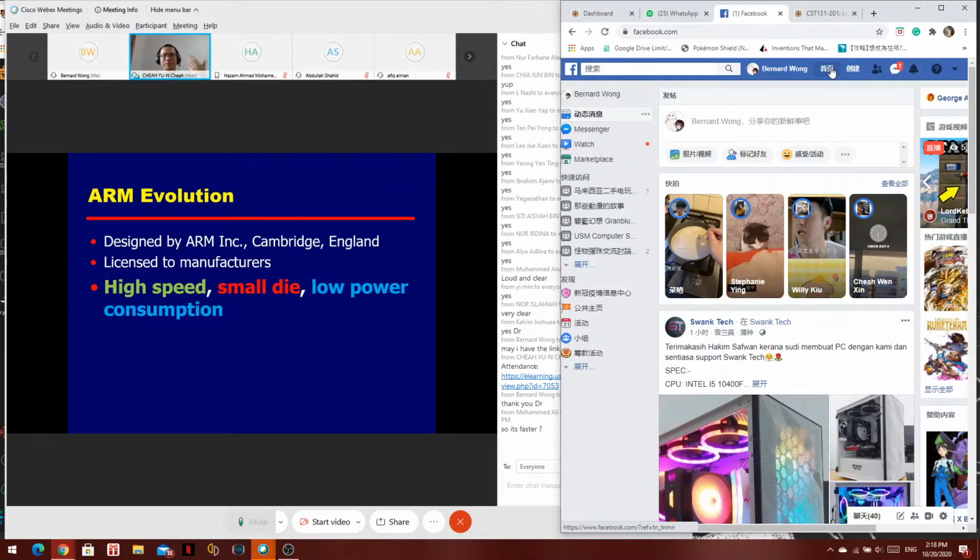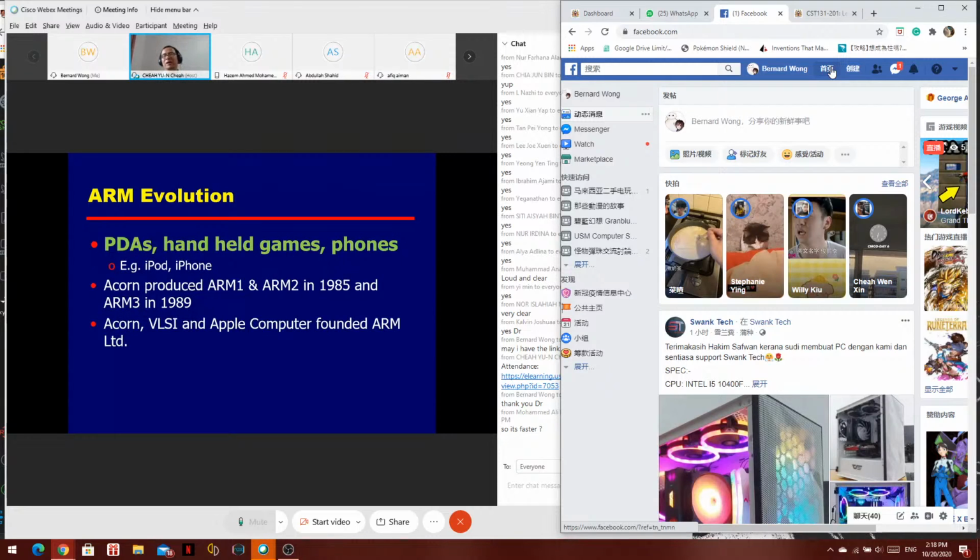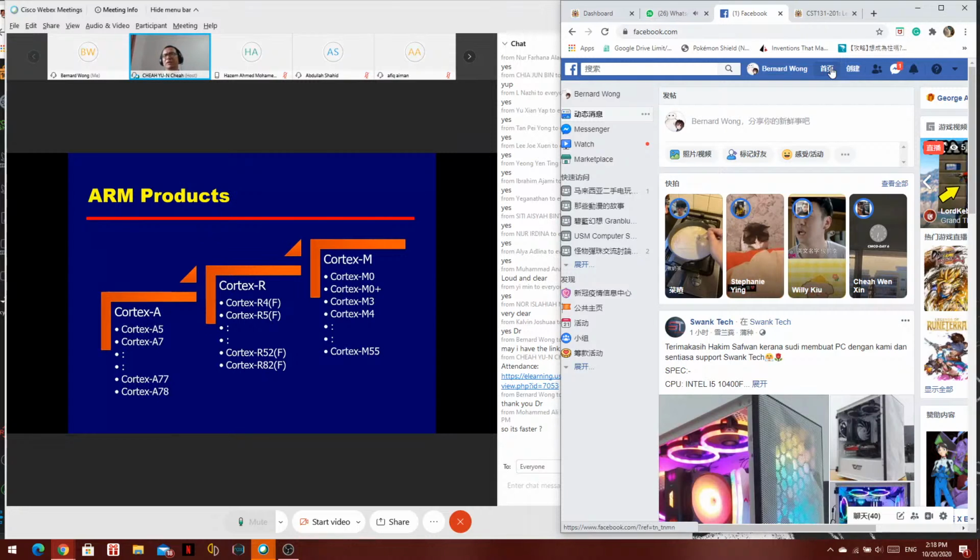So it can work on a battery, or it can work on a very low power consumption environment. Okay, so that's the idea behind the embedded systems ARM kind of processor, right? And of course, it's very popular in PDAs, mobile games, mobile phones. Okay, and it was developed back in the 80s itself, more for the embedded machines. Okay, and of course, you have a wide range of ARM products.